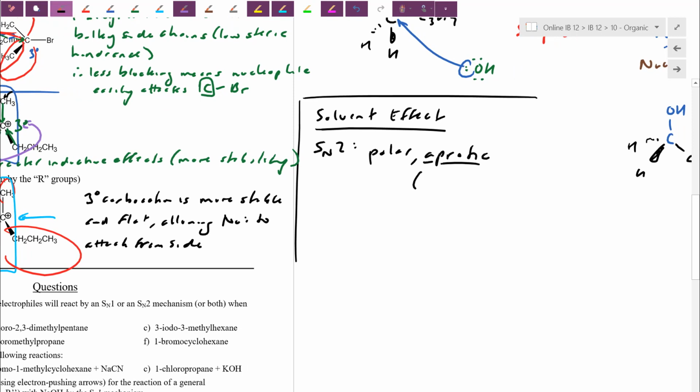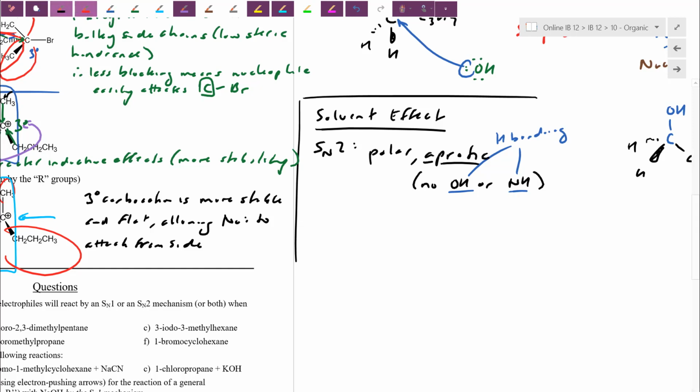Without protons actually refers to there's no OHs, or there's no NHs. And if you're looking closely here, well, what's the big deal? What if I had OH, or what if I have NH like this? These ones here actually have hydrogen bonding. We're going to see in a second why that's the case. So Sn2, I want to have a polar aprotic solvent.